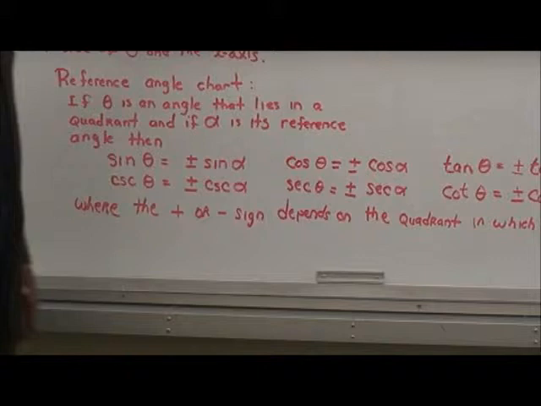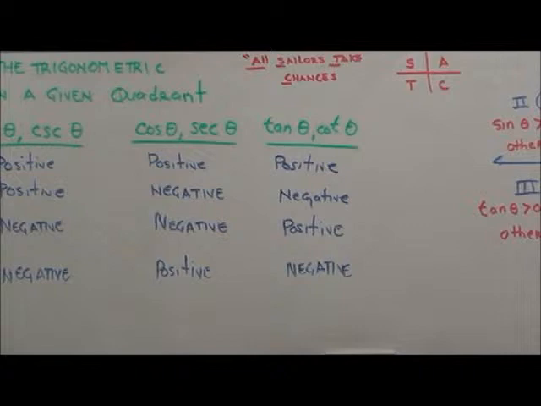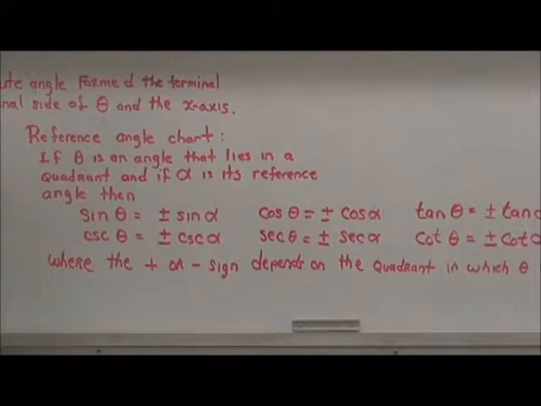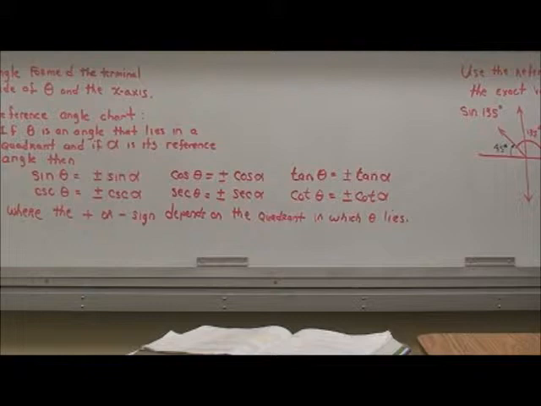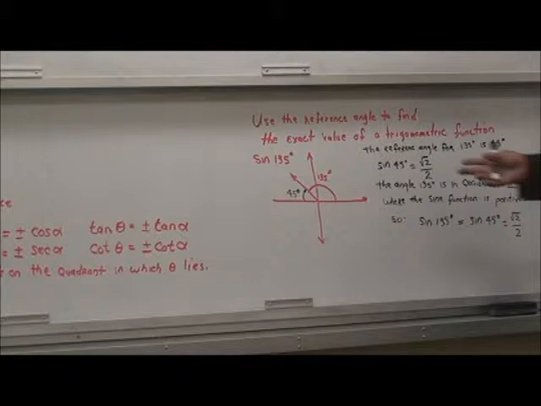Their angles, or their reference angles, are represented as alpha angles. Now, we will show you some things dealing with this in just a second, but let's look at a few examples here. If we look at this problem, sine 135 degrees, we want to use the reference angle to find the exact value of the trigonometric function. Okay, here in this case, sine of 135 degrees.